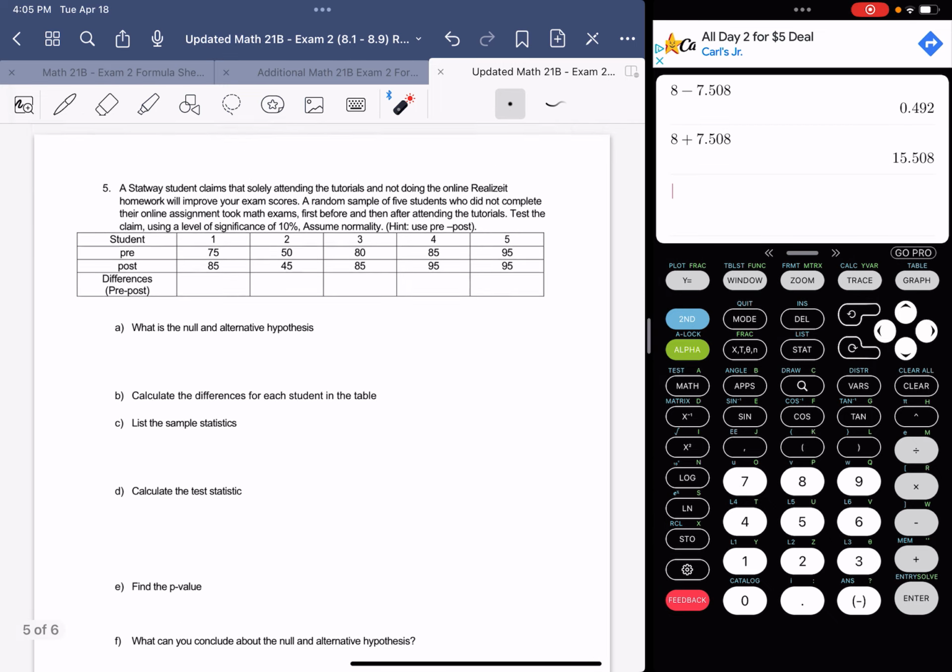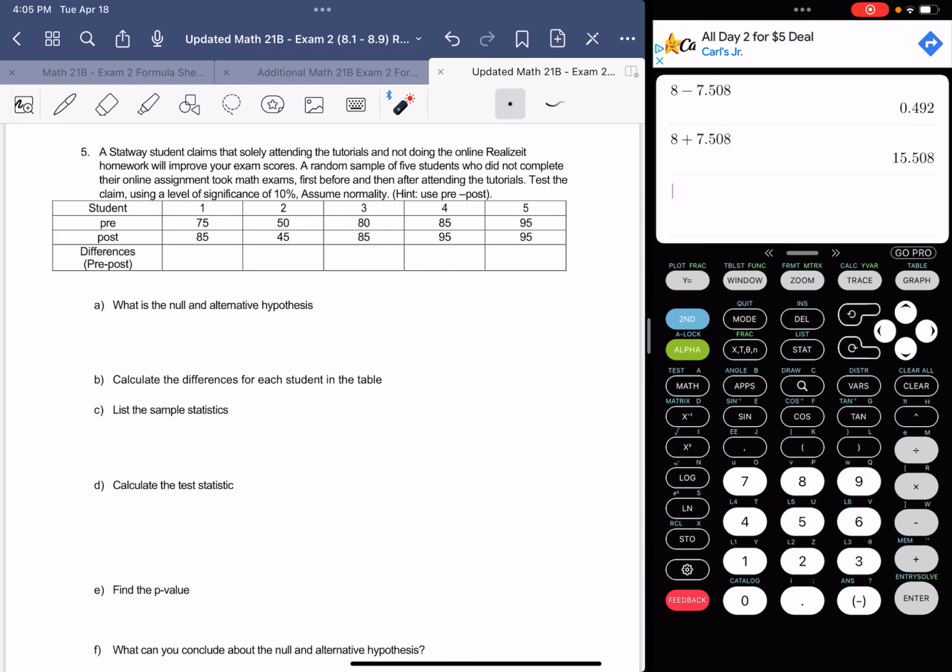Number 5. A Statway student claims that solely attending the tutorials and not doing the online Realize It homework will improve your exam scores. A random sample of 5 students who did not complete their online homework took math exams, first before and then after attending the tutorials. Test the claim using a level of significance of 10%. Assume normality. Hint, use pre minus post. Okay, so it's giving us the order again.